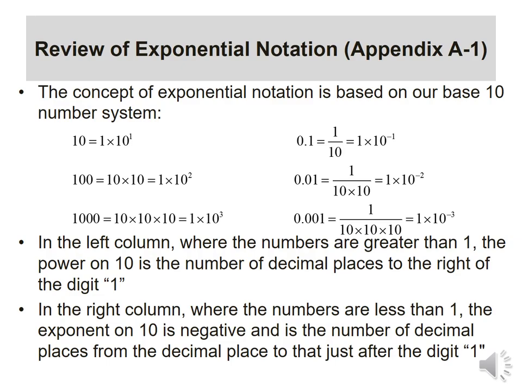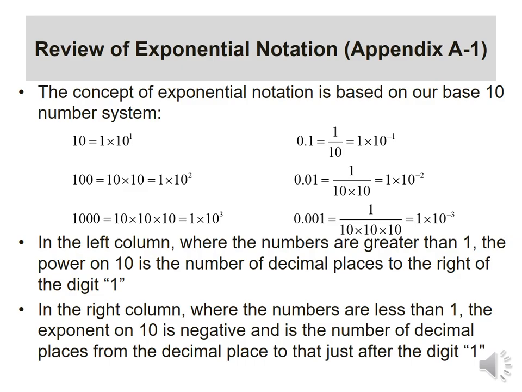If you look over on this side, we're going to the smaller side. Now I take 1 divided by 10, I get 1 times 10 to the minus 1. Because remember, if it's in the denominator, it's got a negative sign in the exponent. 0.01 becomes 1 times 10 to the minus 2. 0.001 becomes 1 times 10 to the minus 3. Hopefully you have that somewhere in your memory banks that you can pull back a little bit.